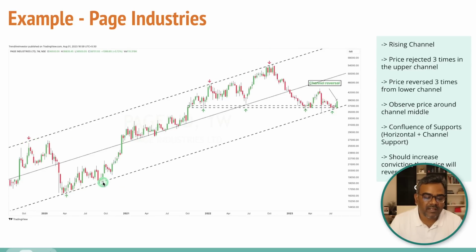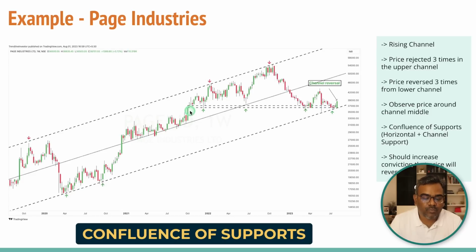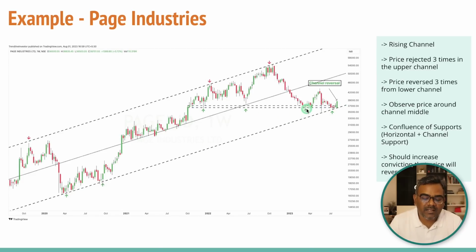Here, if you see, this wick is slightly below the channel, so it is quite possible that this channel might have to be slightly adjusted over here. But the point to note is this is a confluence of supports. This is a horizontal support and this is channel support. So even if the price breaks the channel, most likely the price will not fall, because once the price breaks the channel and reverses, you just have to adjust the channel a little bit. That's the example of Page Industries.